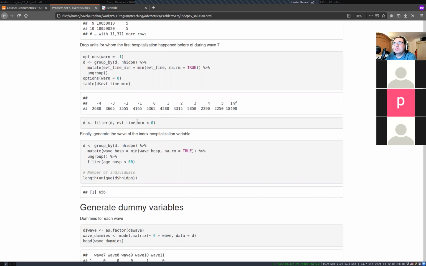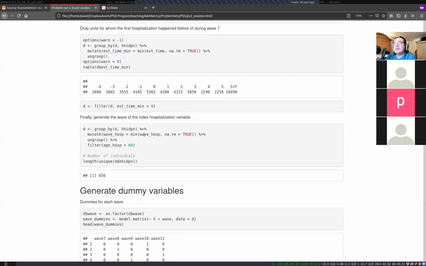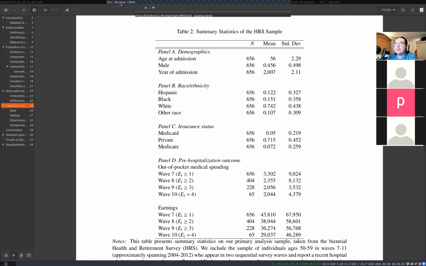Okay, and then there is another variable called wave hospitalization, and this is the wave when the person is hospitalized. Again, there can be several different hospitalizations, and so we take the minimum, the first hospitalization, to make our treatment absorbing. And so we take the minimum of this wave hospitalization variable and then filter individuals so that everyone's younger than 60. And after we do all these manipulations, the number of unique individuals in our sample is 656. And if we look at this table, this is exactly the number of observations the authors have.